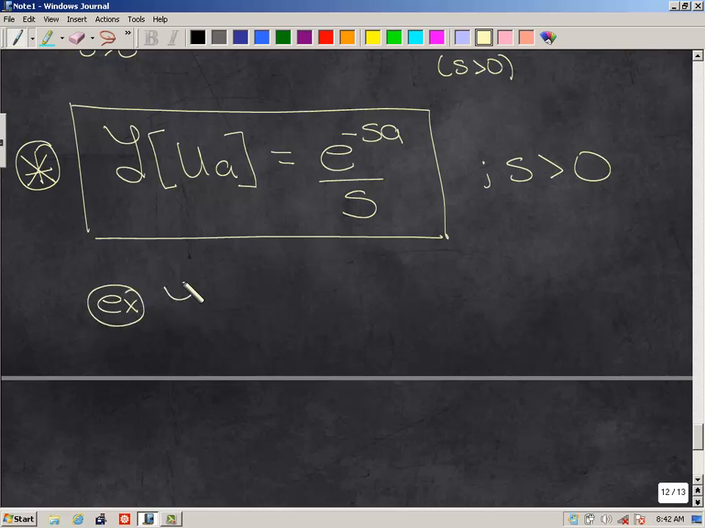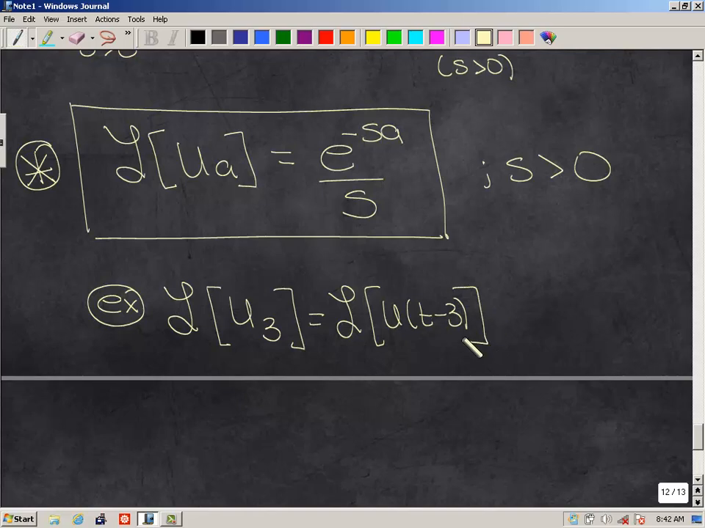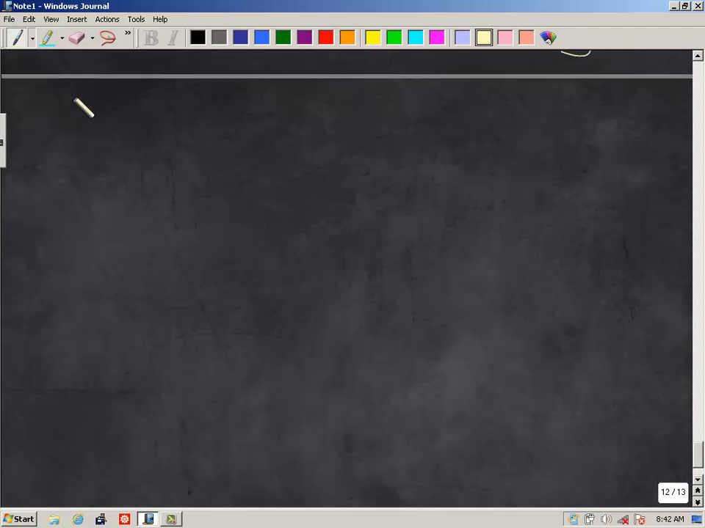So let's say someone comes and says, what is the Laplace of u of 3? That means the same as what? What is the Laplace of u of t minus 3? Isn't that the same thing? According to this, a is what here? 3. So in this, you replace a with 3, so we get e to the negative 3s over s. That's what you end up with. Okay? All right. Let's take a look at the next Laplace transform that we need.